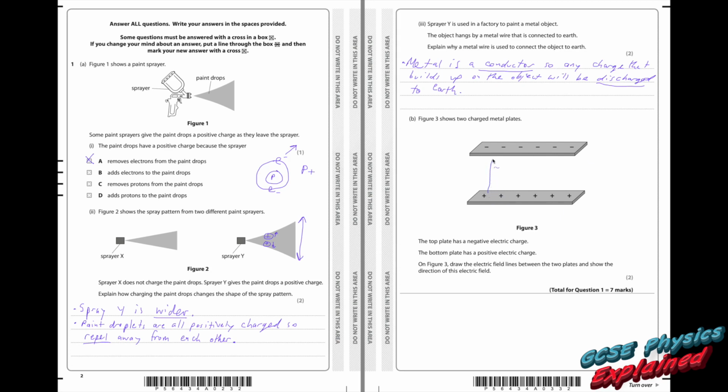So the first thing is that you'll end up with straight lines going from one plate to the other. That's for 1 mark. Which way does an electric field travel? It goes from positive to negative. So you get your 2nd mark for that.